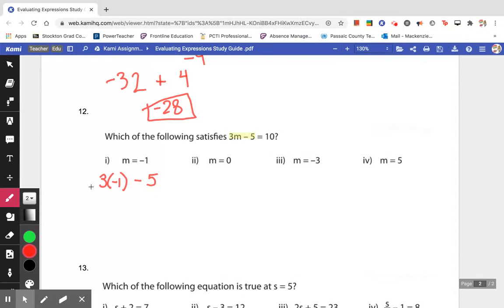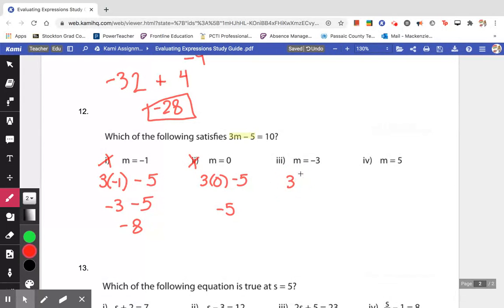So when I do that, 3 times negative 1 is negative 3, minus 5 will be negative 8. Because we have negative 8 and not 10, this will not be the answer. So I'm going to go ahead and plug in 0. So 3 times, instead of m, we're putting 0, minus 5. 3 times 0 is 0, minus 5 is just negative 5. Again, that does not equal 10, so that's not the answer.